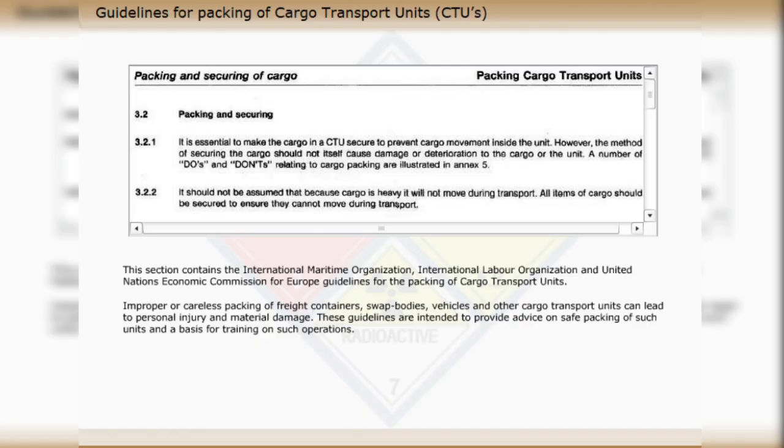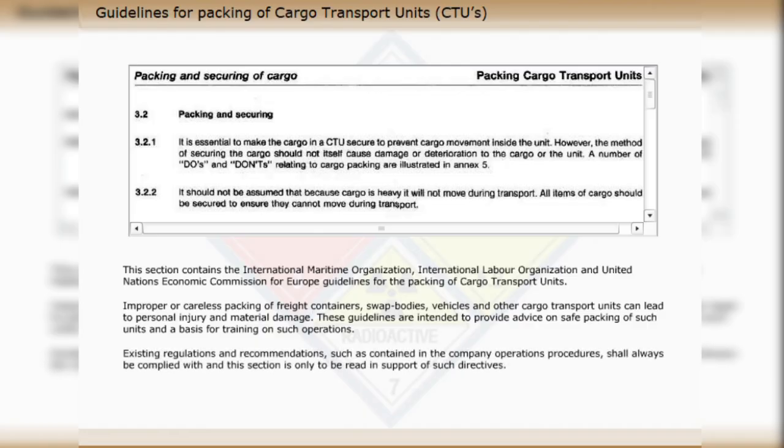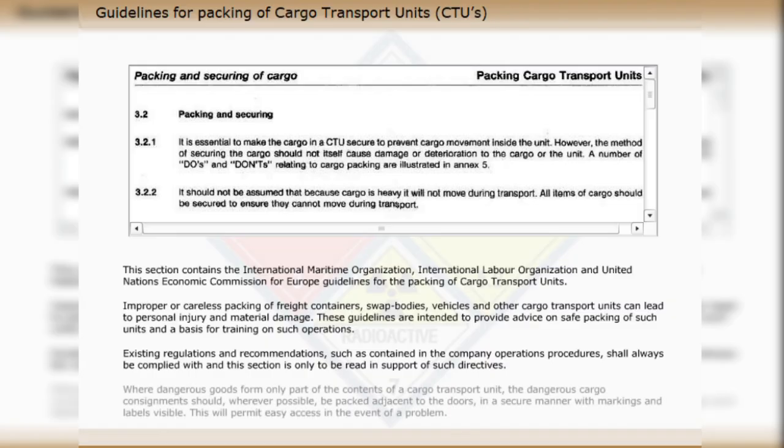training on such operations. Existing regulations and recommendations, such as contained in the company operations procedures, shall always be complied with, and this section is only to be read in support of such directives. Where dangerous goods form only part of the contents of a cargo transport unit, the dangerous cargo consignments should, wherever possible, be packed adjacent to the doors, in a secure manner with markings and labels visible. This will permit easy access in the event of a problem.